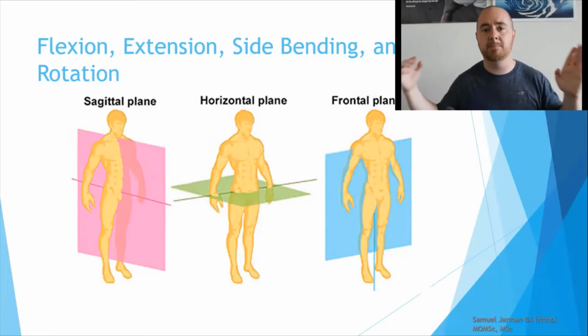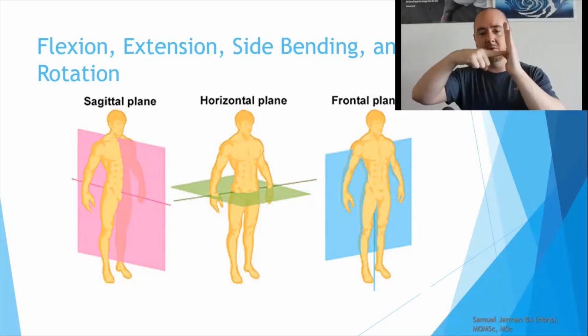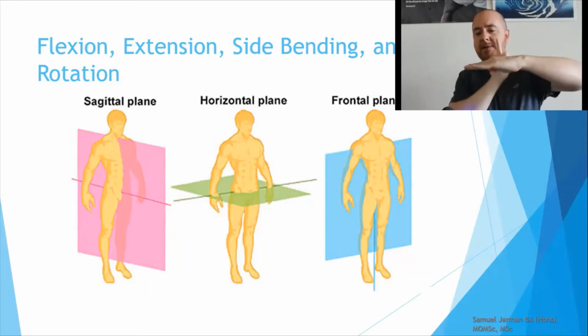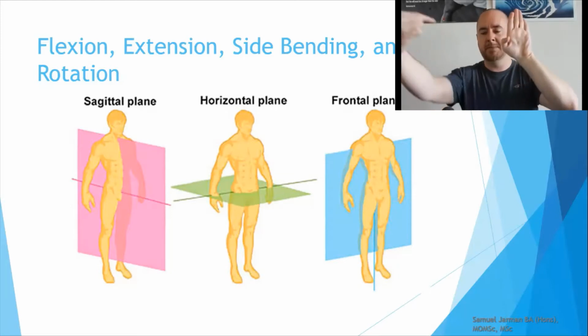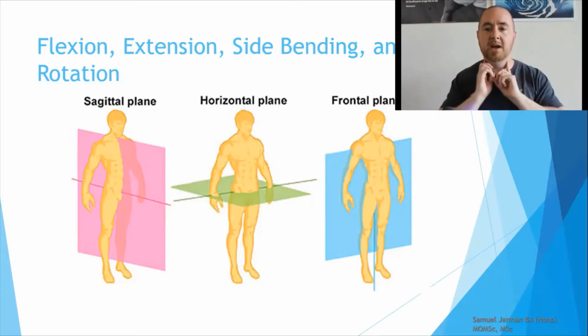The axes are perpendicular to the plane. So the sagittal plane has a transverse axis or a horizontal axis. The transverse plane has a vertical axis. The frontal plane or the coronal plane has an AP axis or a PA axis, right? So you can have movement in the sagittal plane, movement in the transverse plane or the horizontal plane, and movement in the coronal plane, right?